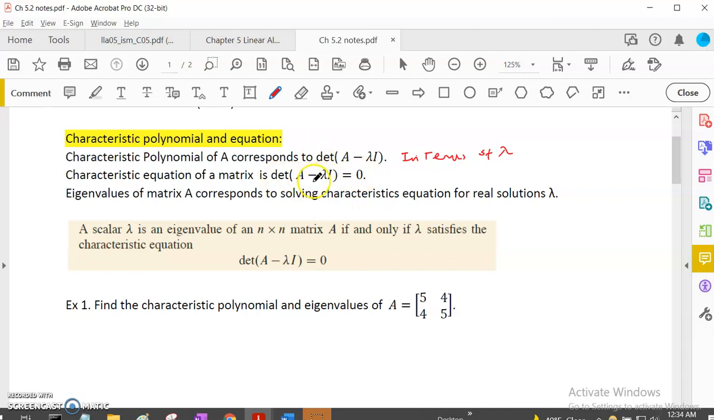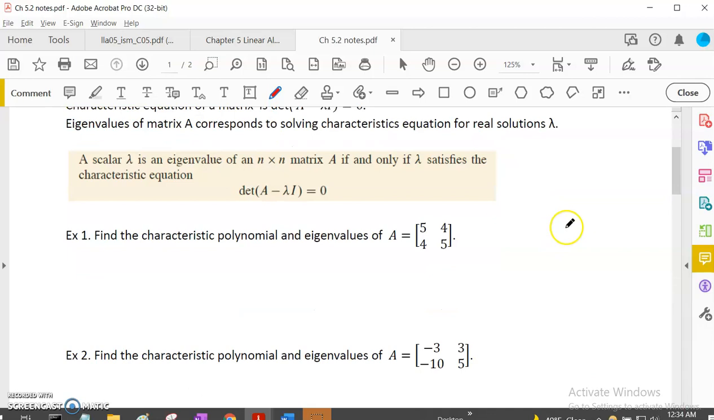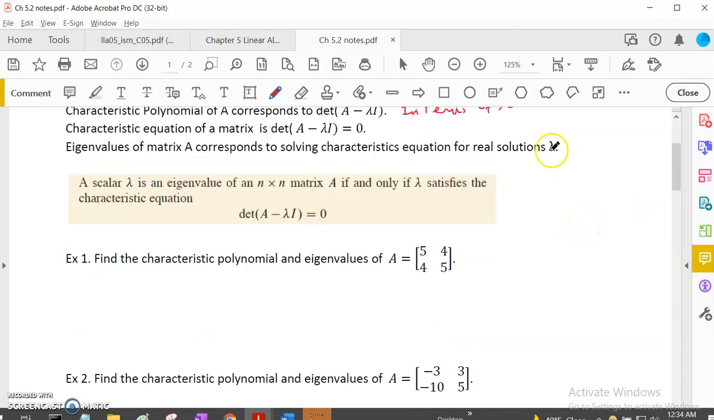Because if I have an eigenvector which is non-zero, then A minus lambda I must be non-invertible. After you solve this in terms of lambda, you would have a solution of lambda. And in this chapter, we'll look at real solutions of lambda. So in a nutshell, the characteristic equation is the determinant of A minus lambda I equal to 0.